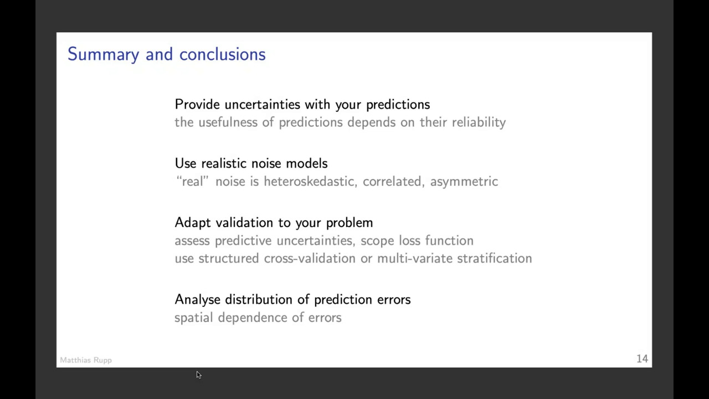One should adapt the retrospective validation procedures to the specific problem. If there's strong structure in your inputs, like molecular series, then by all means, take care of that by using, for example, leave group out cross-validation. Or use multivariate stratification if you want a more homogeneous assessment. And also, look at metrics that tell you how good your predictive uncertainties are, not only the errors, but also the prediction intervals, for example, if you have those. And if it's appropriate, scope your loss function to the regions of interest. And finally, it is sometimes insightful to analyze the spatial distribution of prediction errors, so with respect to your feature or input space.